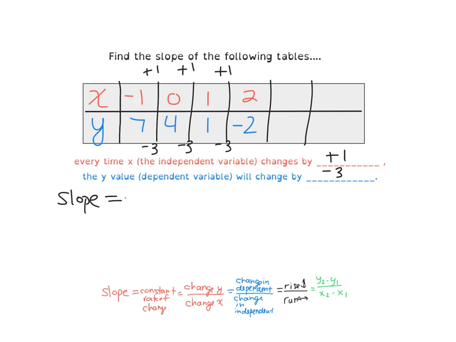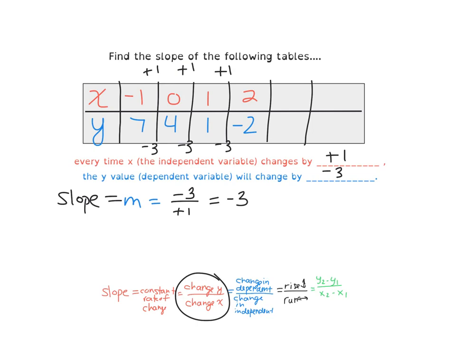So our slope, which is the letter M, right? We know it's the change in the y over the change in the x, right? We're using this one first. So the change in y was a minus 3, and the change in x was a plus 1. So we can reduce this fraction just to the number negative 3. So the slope in this table is negative 3.